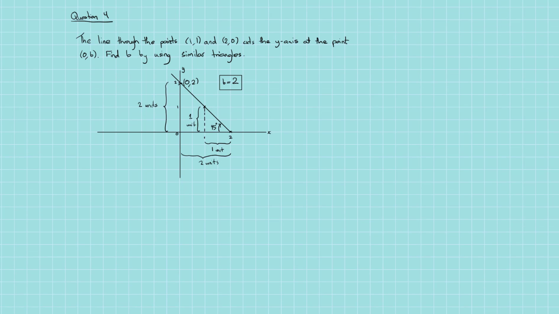Question 4. The line through the points 1, 1 and 2, 0 cuts the y-axis at some point, 0, b. We are to find b by using similar triangles. And remember, similar triangles are triangles where the angles are preserved. So the original triangle is here, this one, because we have the points 1, 1 and 2, 0. So we want to know where it cuts the y-axis. So we continue the line up to here.